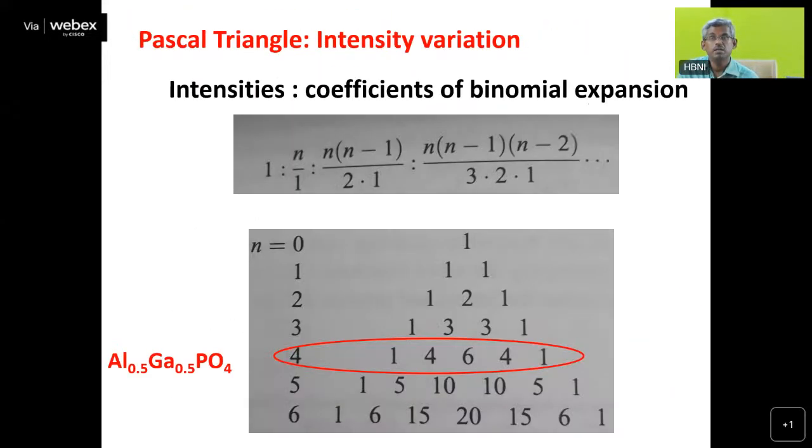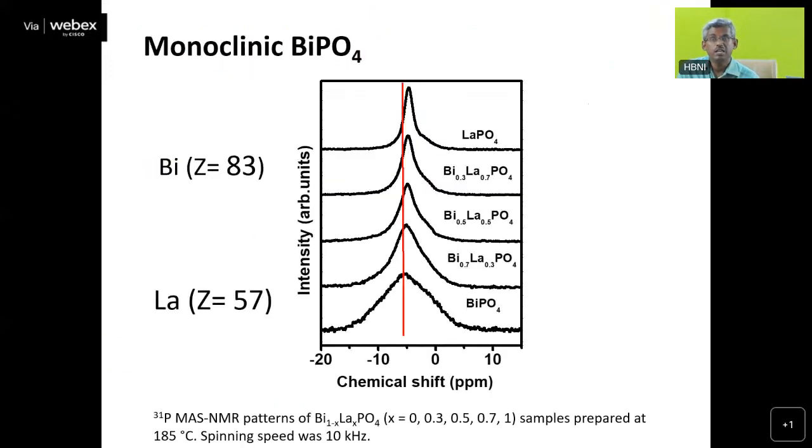Whereas in this sample, we are spinning at a frequency of 10 kilohertz, almost double that. Even after double the spinning speed, you are not able to get well resolved peaks for phosphorus structural units with different barium and lanthanum as structural units. This is mainly because of the very high asymmetry of the electric field created by the bismuth and lanthanum. So due to this, the line shape is somewhat broader and we are not able to get a well-resolved peak.